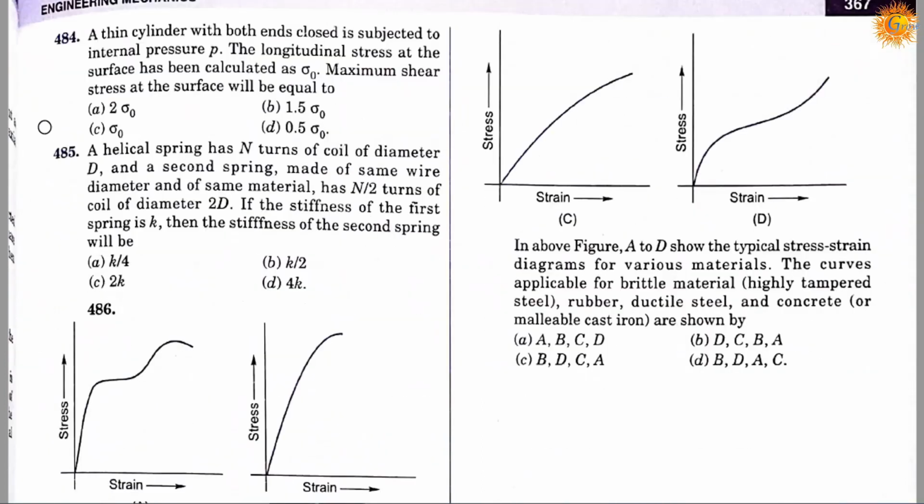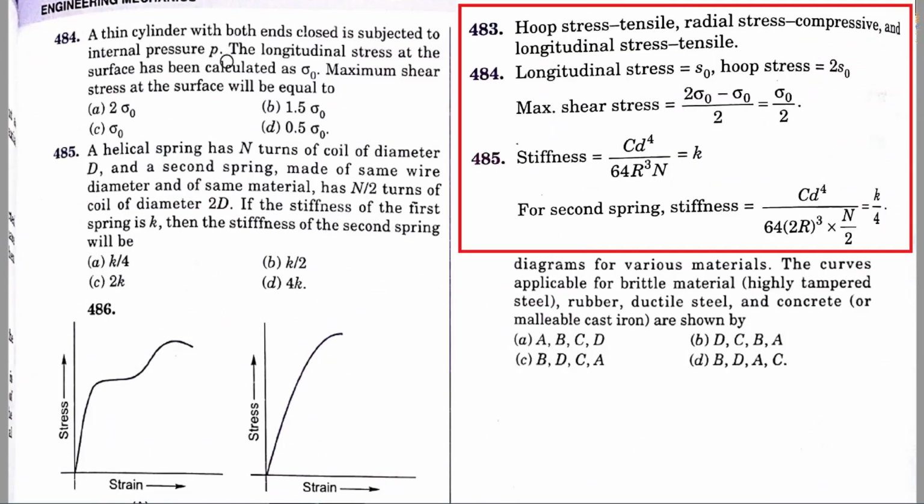Question number 484. A thin cylinder with both ends closed is subjected to internal pressure P. The longitudinal stress at the surface has been calculated as sigma 0. Maximum shear stress at the surface will be equal to: option A 2 sigma 0, option B 1.5 sigma 0, option C sigma 0, option D 0.5 sigma 0. Correct answer is D. It will be 0.5 sigma 0.